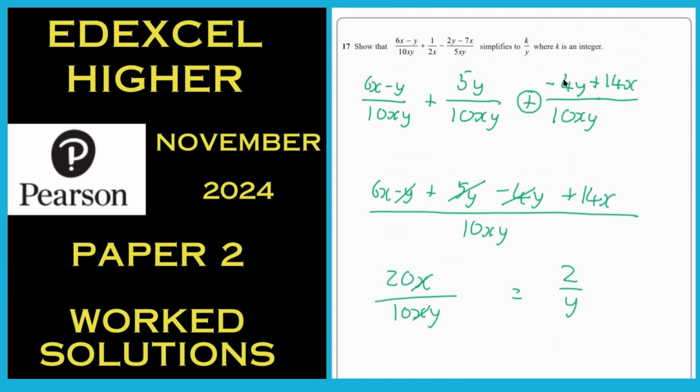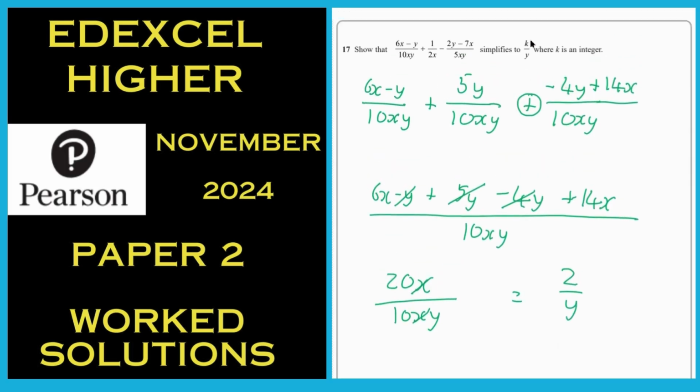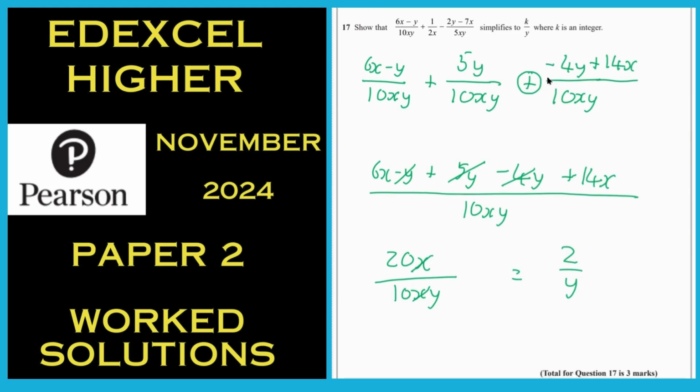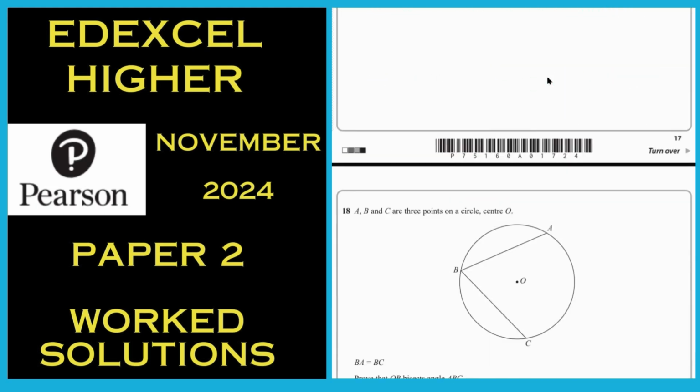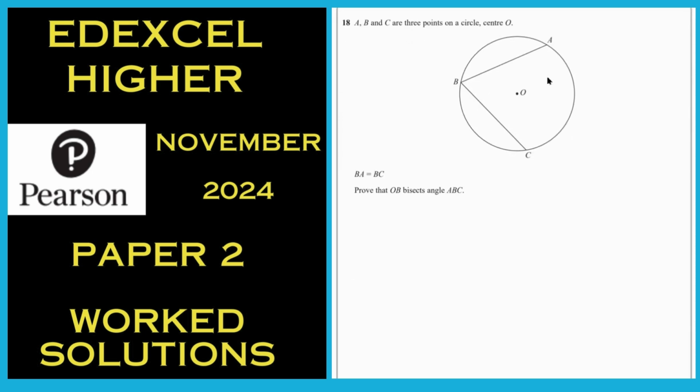And after all that, that's all they wanted. K is an integer, k is 2. It's nothing more than 2 over y.